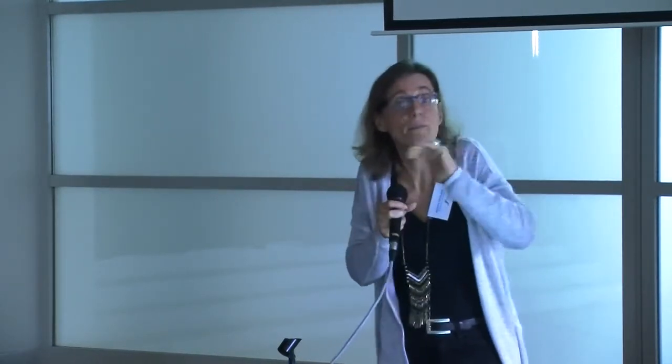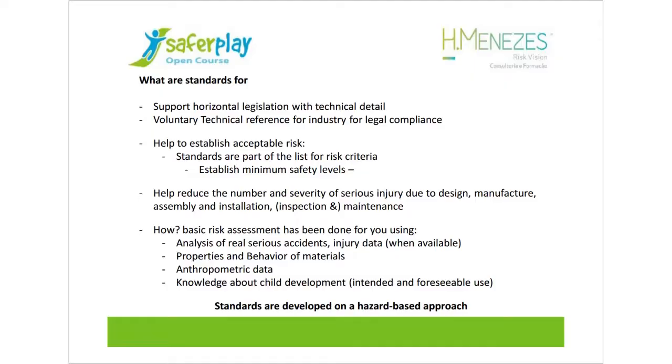What standards represent is that someone has done a risk assessment for us, at least the basic first one. And that's quite helpful. Because when you do this basic risk assessment, and that's what we do at the technical committees, we look at serious injuries, serious accidents. Well, we did that in the first place. We look at properties and behaviors of materials, anthropometric data, so important. And we don't look just at small children or big children. We look at the whole range as soon as they have some mobility.